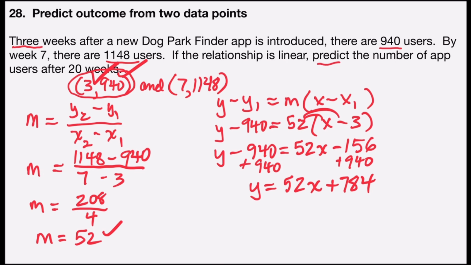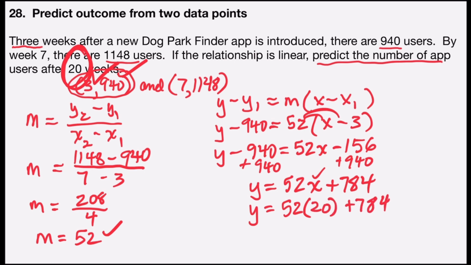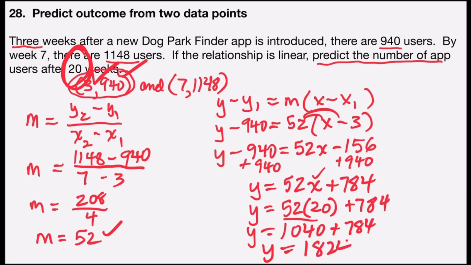I want to be able to predict the number of app users after 20 weeks. So that means my x is going to be equal to 20. So I will substitute 20 for x, 52 times 20 plus 784. Then I'll use the order of operations. 52 times 20 is 1,040 plus 784, and I would find the number of app users after 20 weeks. If I add 1,040 plus 784, I will get 1,824 users.